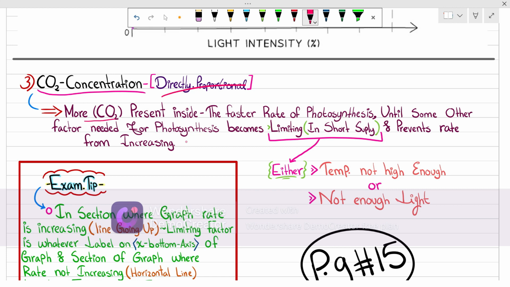So carbon dioxide concentration will keep increasing, and this will increase the rate of photosynthesis until some other factor for the plant becomes the limiting factor, and carbon dioxide will no longer be the limiting factor. This can either be the temperature not being high enough or not enough light received by the plant.